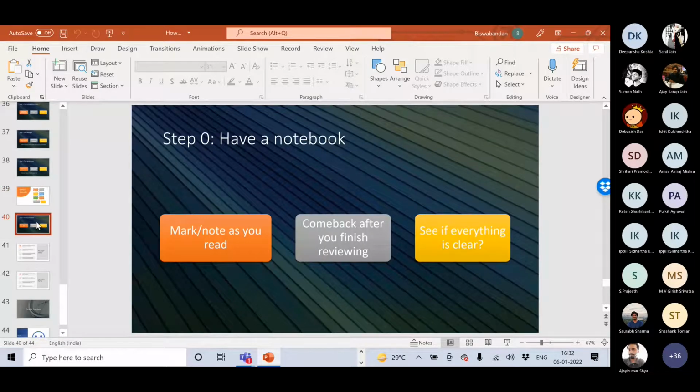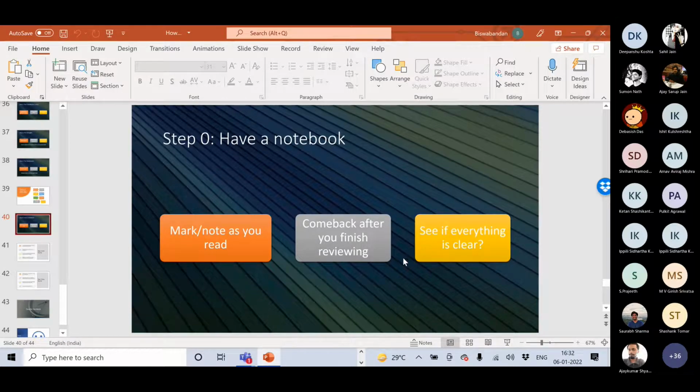This is what I do. I have been doing it, and I still do it even today when I read a paper. Follow old style reading, right? Have a notebook, or maybe in today's world an iPad or whatever. And then while reading, you mark your sentences, note them, circle them, and then come back after you finish reviewing and see whether those points are clear now, right?